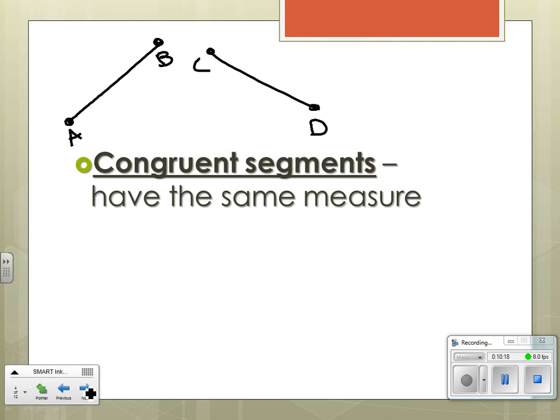Now I name these, and again, I name them using the endpoints. I don't really have any choice here, though. AB. And then here's the symbol for congruent. It's an equal sign, a squiggle up above it like that. And it's congruent to CD. That's the symbol for congruent. That tells you that 2 objects have the same measure. In this case, segment AB is congruent to segment CD.